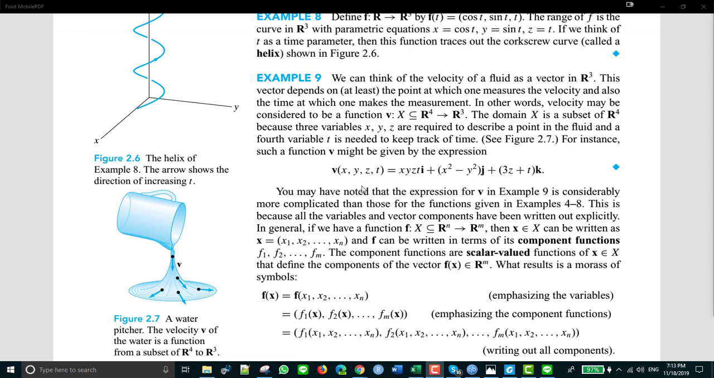Okay, so we just finished talking about this example, which is related to this picture. This is supposed to give us, we put in a point and the time, and we get out a vector that's supposed to tell us the motion of a liquid. And then she points out that you may have noticed that this expression for v here is considerably more complicated than those for the functions given in 4 through 8.